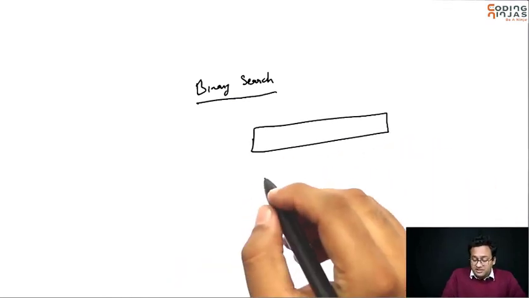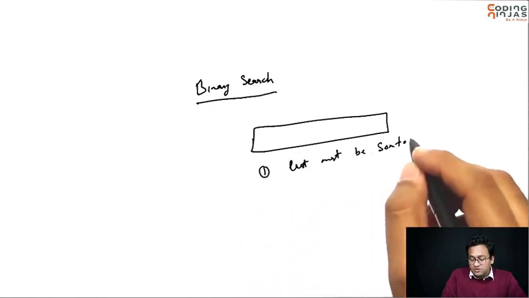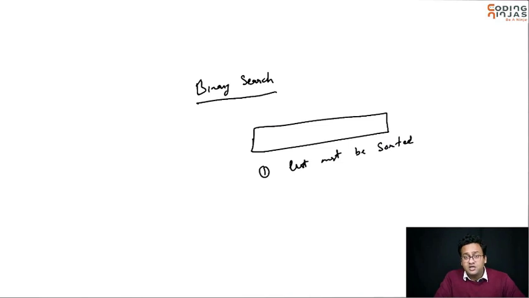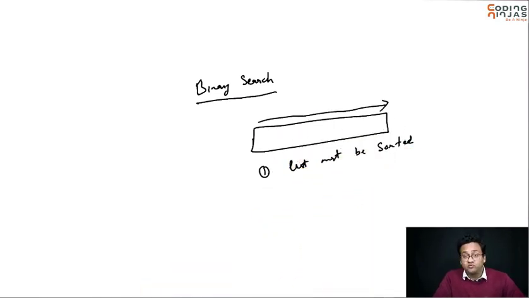So first of all, binary search has a condition. The list must be sorted. So in case you want to find something in your list, if you use linear search, you will have to pass through the complete list one by one. Binary search makes things faster, but it requires the list to be sorted.